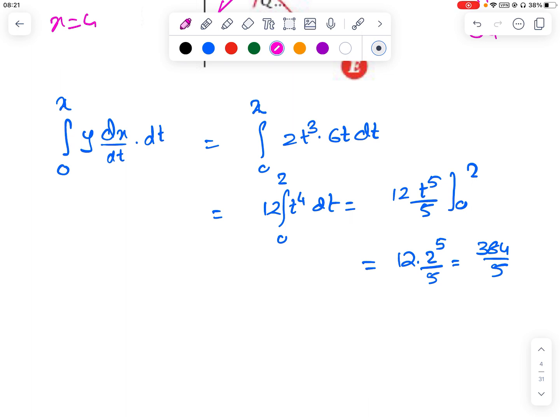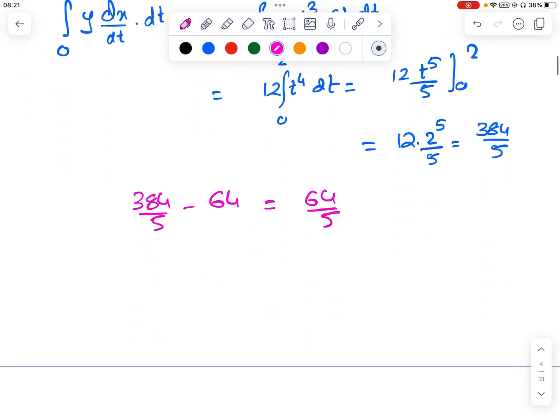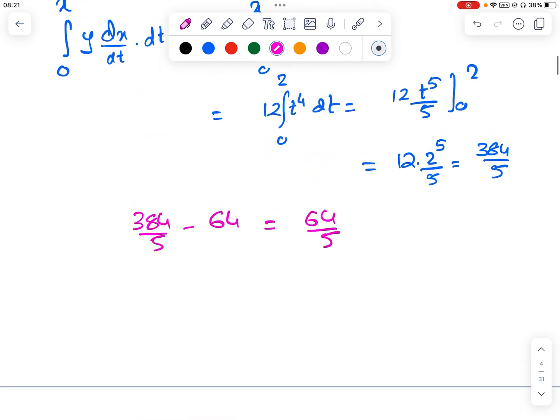So 384 upon 5 minus 64. So I take the calculator. 384 upon 5 minus 64 gives me 64 upon 5. That is the area above the x-axis. Now I have to find the area below the x-axis.